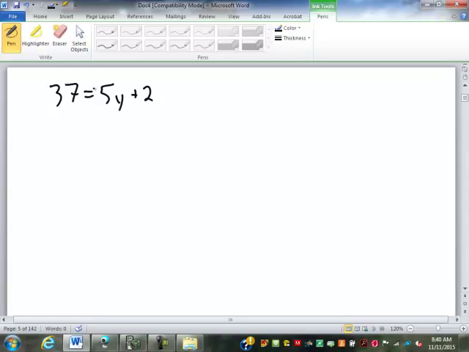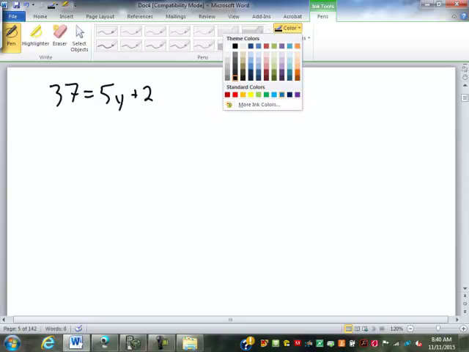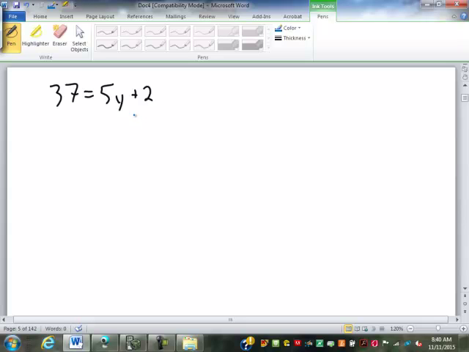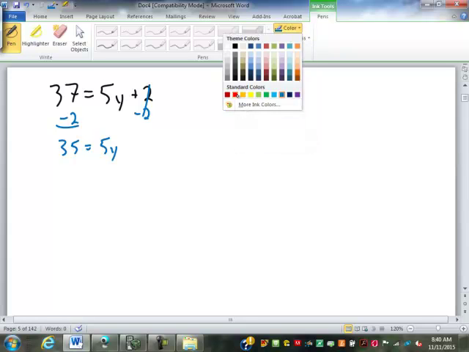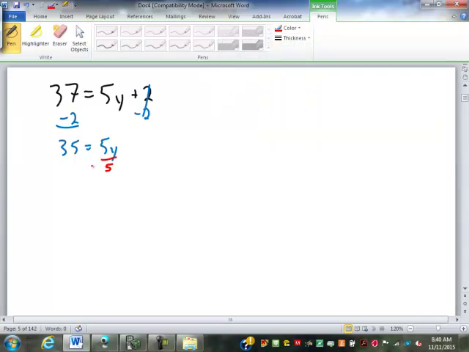Okay, so what's the first thing we have to do to take this apart, to solve it? Minus 2. So our first step is to subtract 2. So we have 35 equals 5y. Then what do we have to do? Divide by 5. Perfect. So 7 equals y. How many of you had 7 equals y, or y equals 7? Perfect.